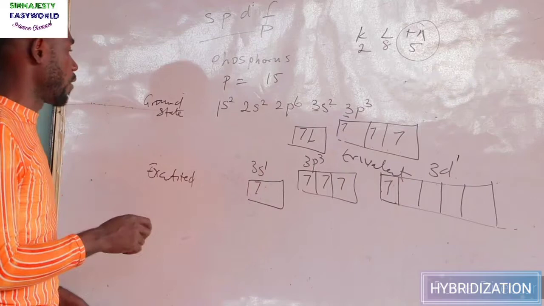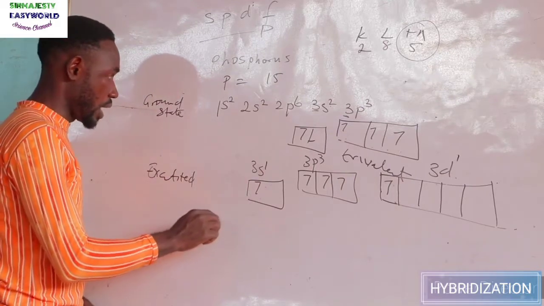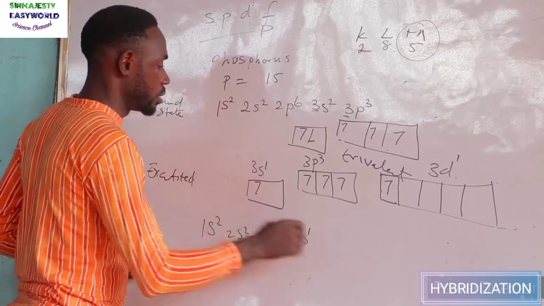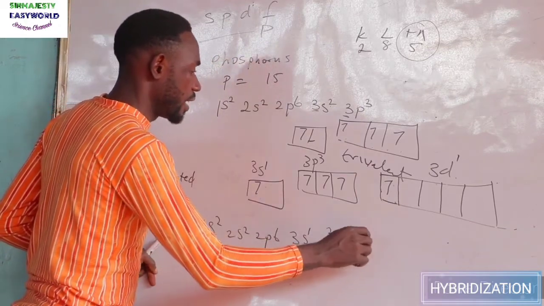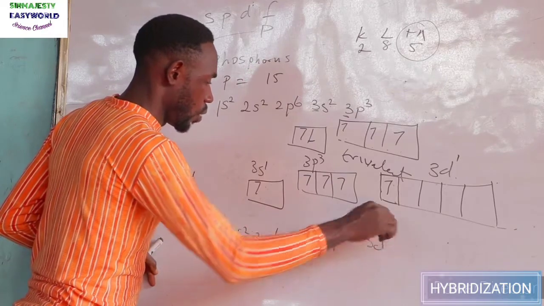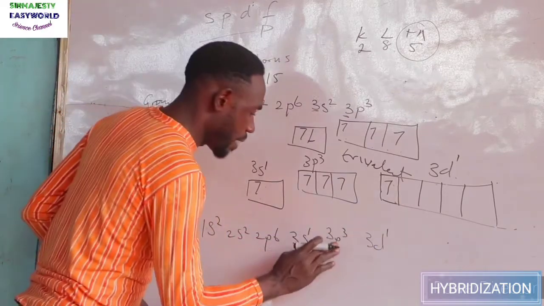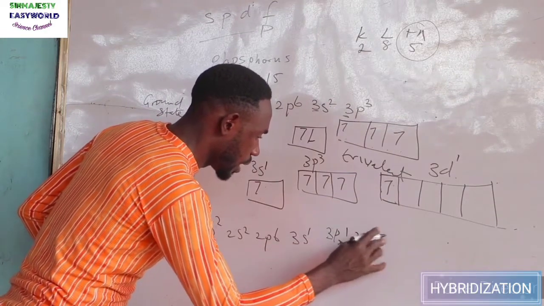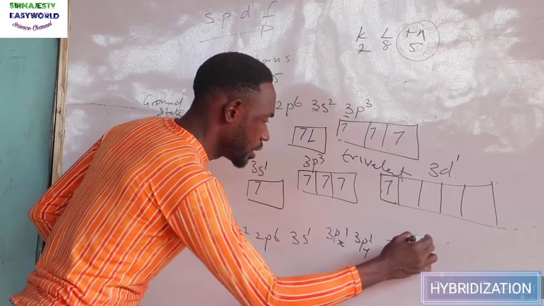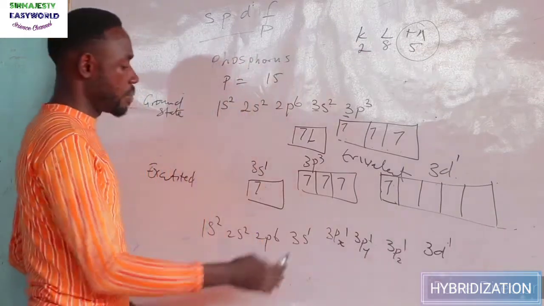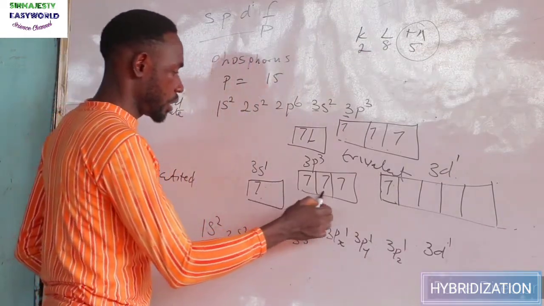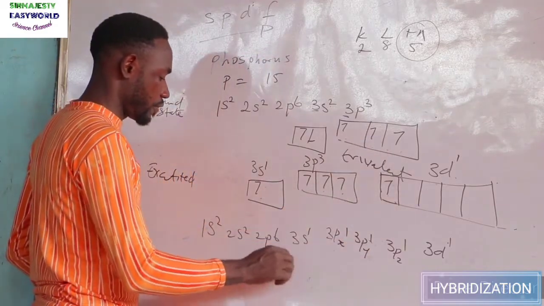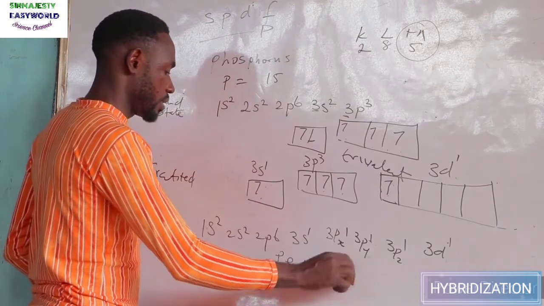Therefore, the electronic configuration of phosphorus in the excited state will be 1s2, 2s2, 2p6, 3s1, then 3p3, and then 3d1, of course. By so doing, remember, as usual, to make it clear: 3px1, 3py1, 3pz1, and then 3d1. So how many unpaired? We have 1, 2, 3, 4, 5. So in the excited state, phosphorus is pentavalent.